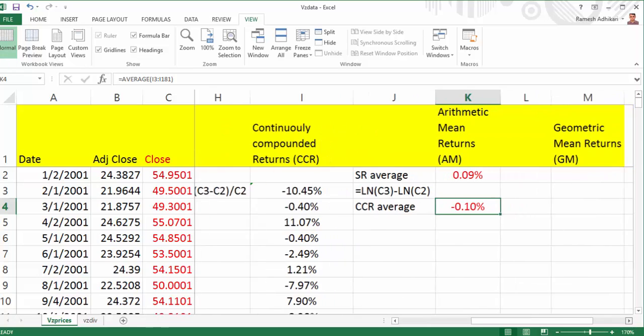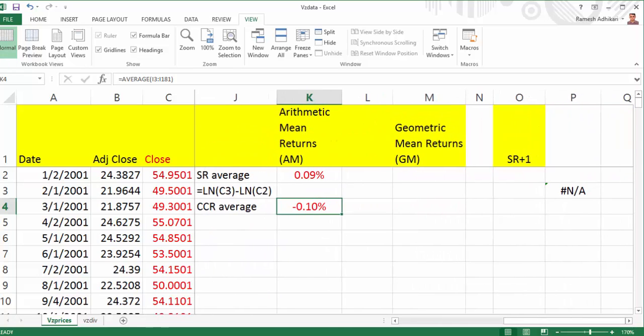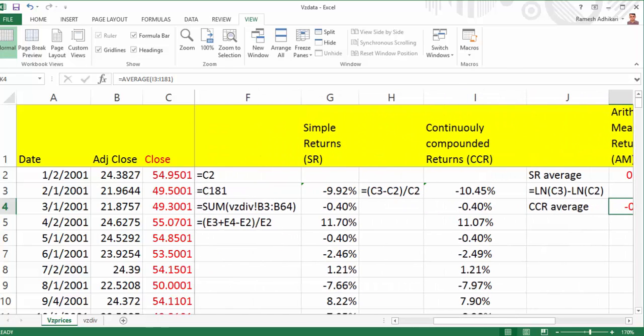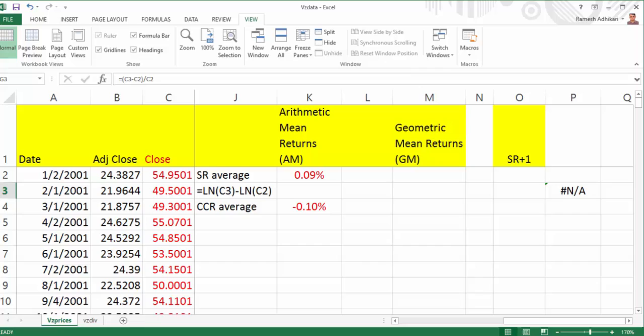So now let's go and calculate the geometric mean, which is a little tricky, because Excel has a GEOMEAN function, but that function assumes that all numbers have to be positive. But if you look at our simple return or continuously compounded return series, some of them are negative. So Excel's GEOMEAN function cannot handle negative numbers. So what we have to do is make them all positive by adding 1, calculate the geometric mean for the new series, and subtract 1 from the geometric mean. So this is the little tricky way we follow.